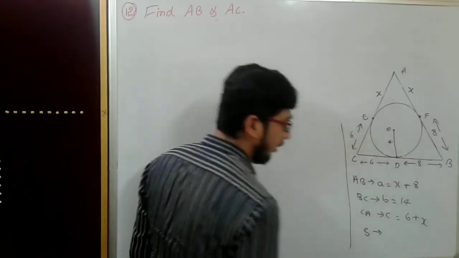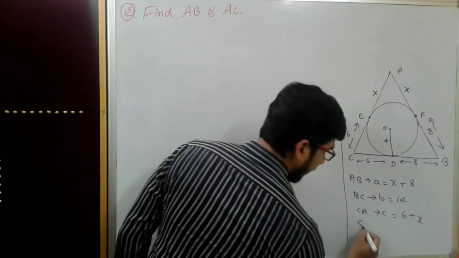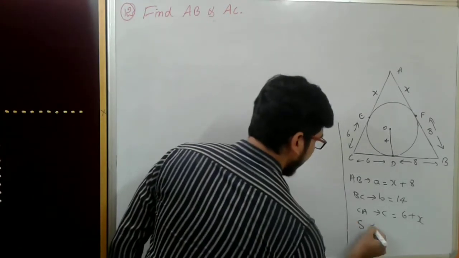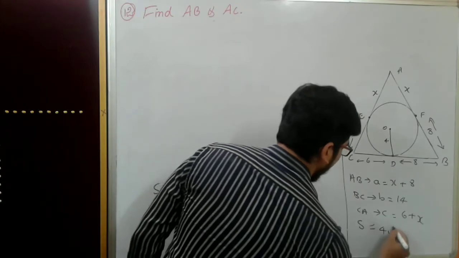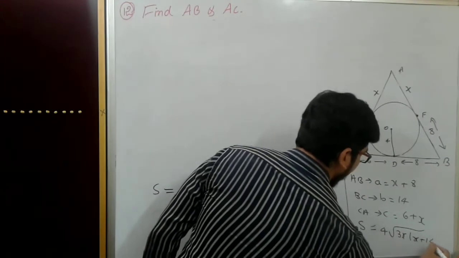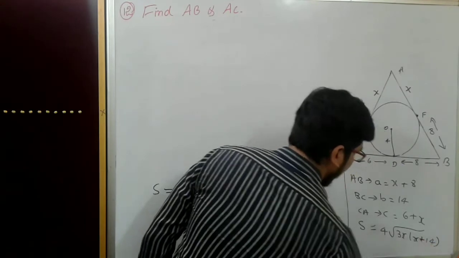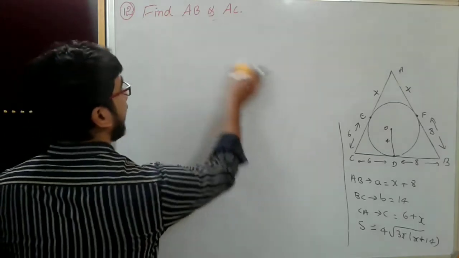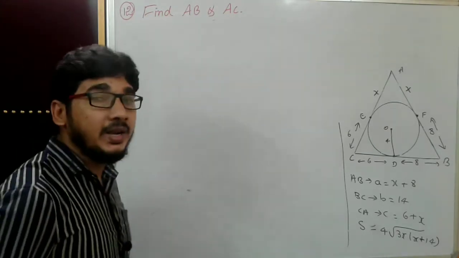How much we got S value? S is equal to 4 into root of 3x into x plus 14. This is the value. Okay, now what I'll do, I'll erase this. Let us go to find area by its parts now.